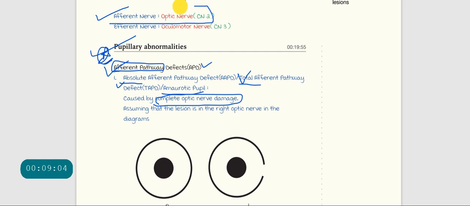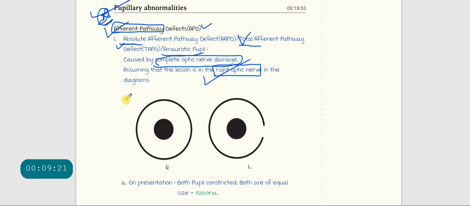Very simple. So let's take an example that the lesion is at the right optic nerve, this one. Then what is going to happen? The first possibility could be that both eye pupils constrict and both get to an equal size after the constriction, then this is known as isochoria.